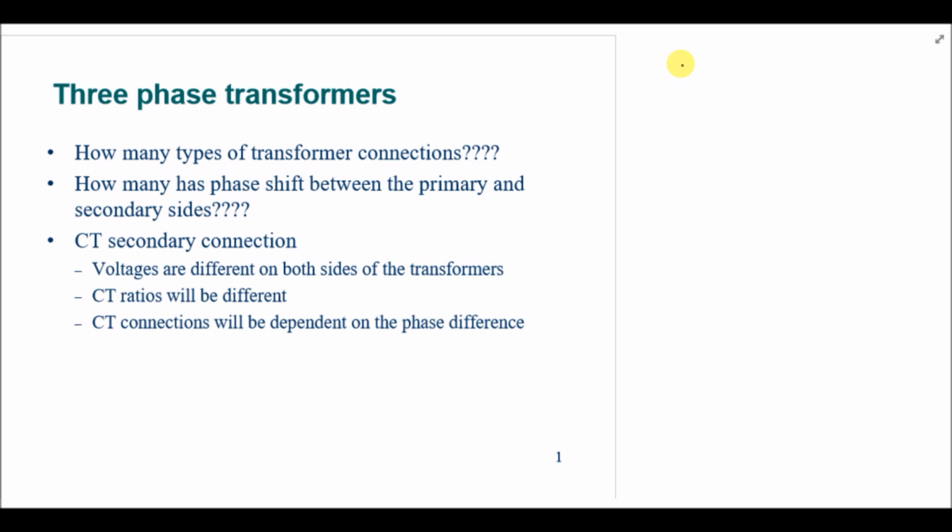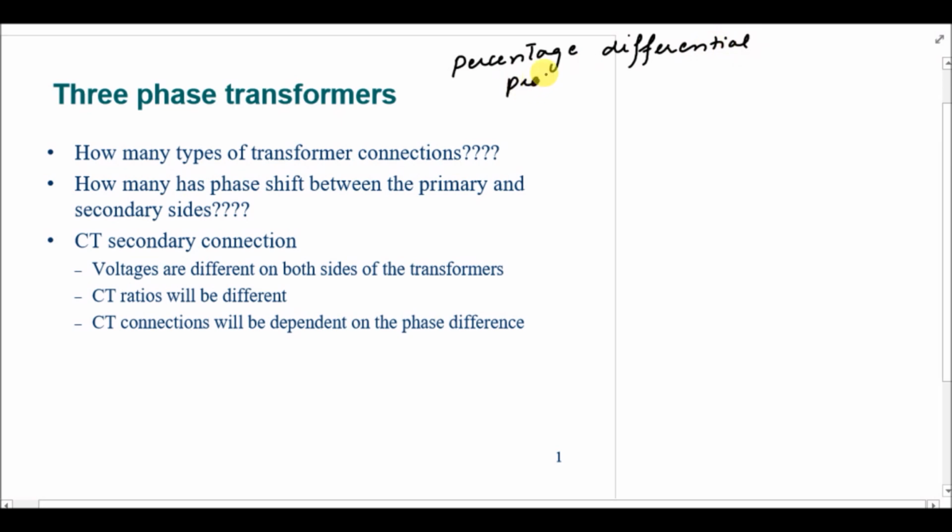From this lecture, we are going to talk about the percentage differential protection of the three-phase transformers. We have already discussed in detail the percentage differential scheme, and now we are going to apply that scheme to transformers as well as bus bars. In three-phase transformers, we usually have two different types of winding connection. One is delta and the other one is Y, which is also known as star connection.